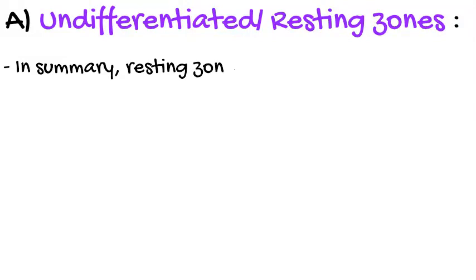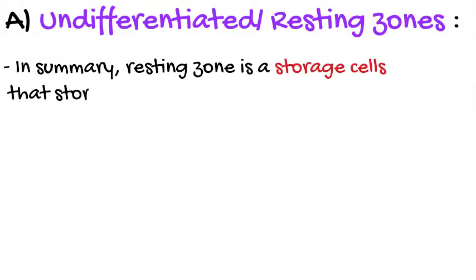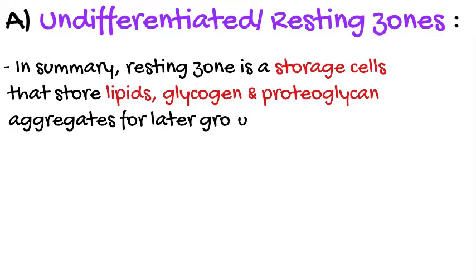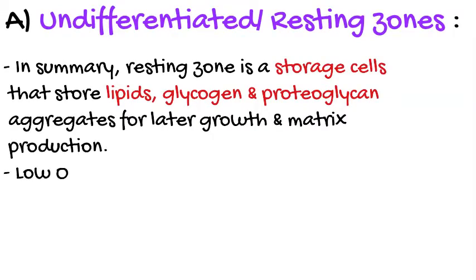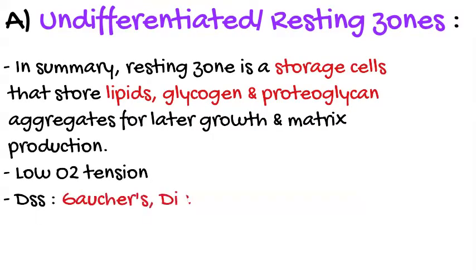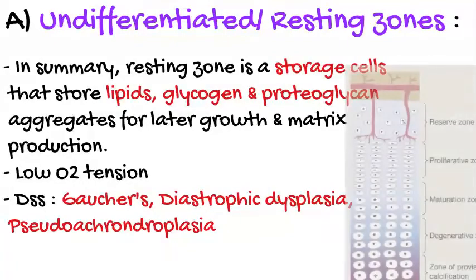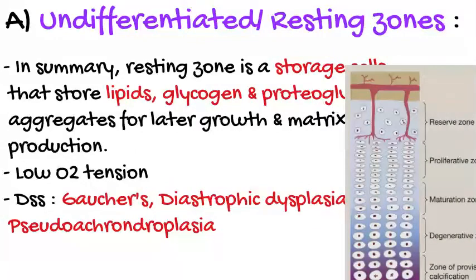In summary, the resting zone is a storage zone of cells that store lipids, glycogen, and proteoglycan aggregates for later growth and matrix production. In this zone, there is low oxygen tension. Diseases that affect the resting zone include Gaucher's disease, diastrophic dysplasia, and pseudoachondroplasia.